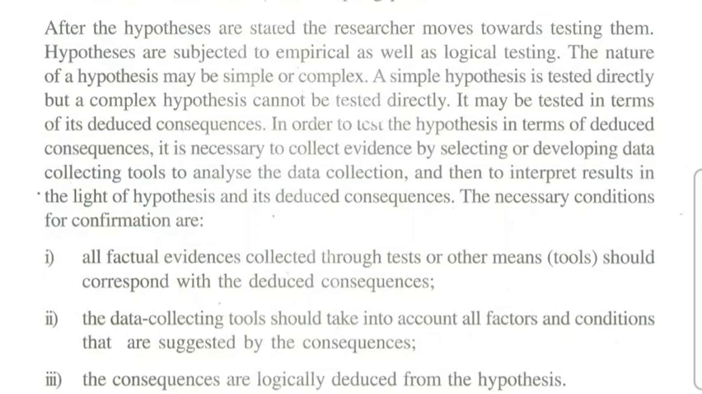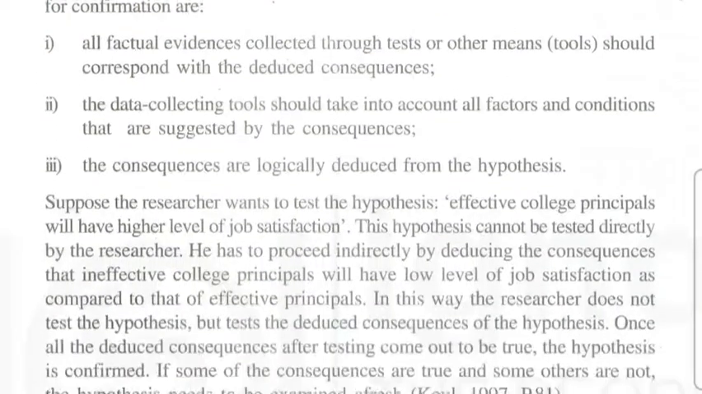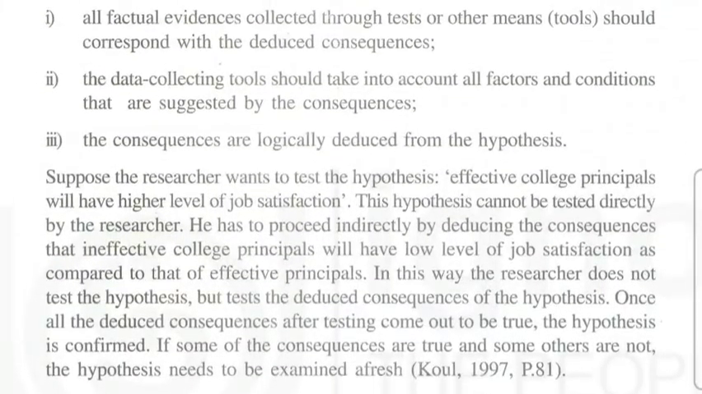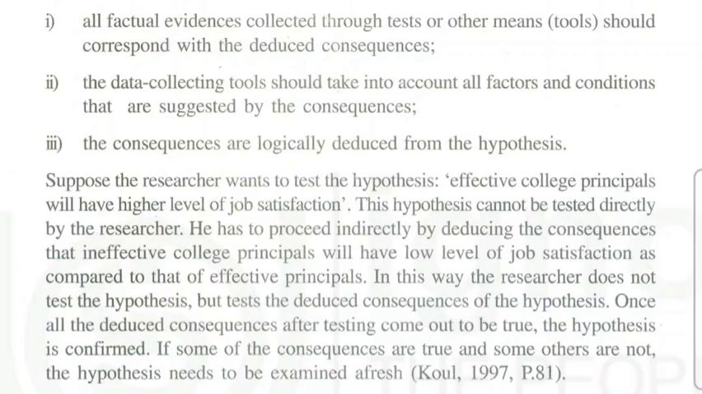In order to test the hypothesis in terms of deduced consequences, it is necessary to collect evidence by selecting or developing data collecting tools, to analyze the data collected, and then to interpret results in the light of the hypothesis and its deduced consequences. The necessary conditions for confirmation are: one, all factual evidence collected through tests or other means, tools, should correspond with the deduced consequences. Two, the data collecting tools should take into account all factors and conditions that are suggested by the consequences. Three, the consequences are logically deduced from the hypothesis.